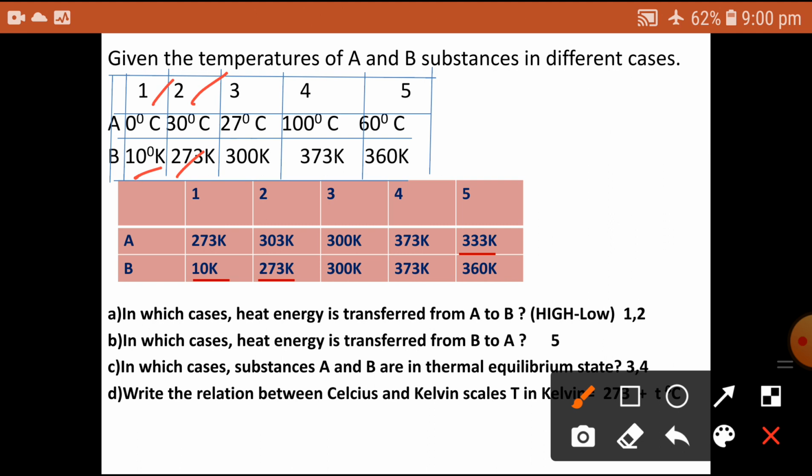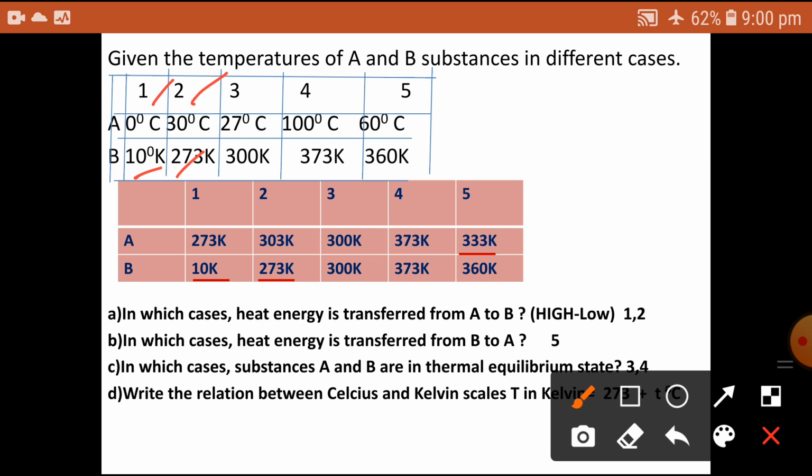And in the third one, you can see for the substance A they had given in all cases in degree centigrade. For the substance B, in all cases they had given in Kelvin. We have to compare. They asked you in which cases heat energy is transferred from A to B or B to A, or in which cases they are in thermal equilibrium. Likewise, they asked the questions. To answer these types of questions, first of all, you have to convert all the readings into the same scale.